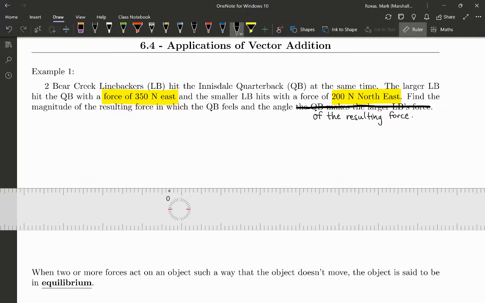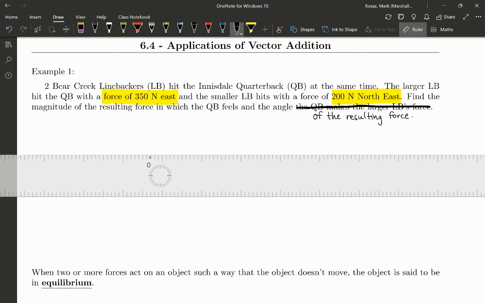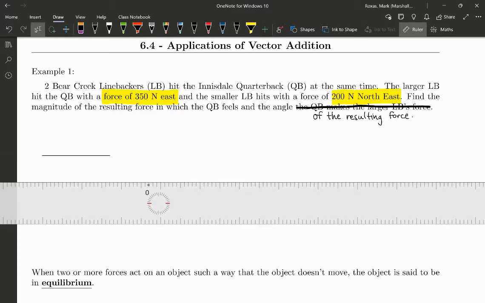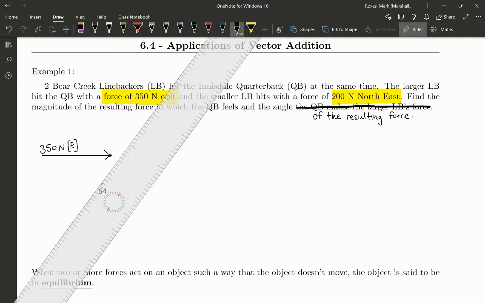I'm going to represent that with a vector diagram. I'm going to have a force that's acting 350 newtons to the east. So let's draw a force arrow, a vector arrow, that looks like that. That's my arrow for representing the 350 newton force. N is for newtons, not north, and that's going to the east. And that hits my quarterback. Let's say the quarterback is right here.